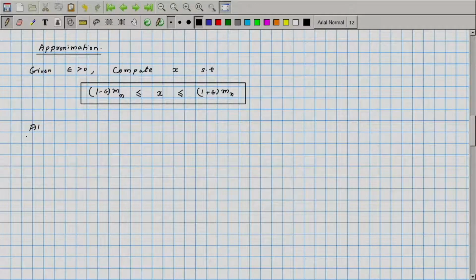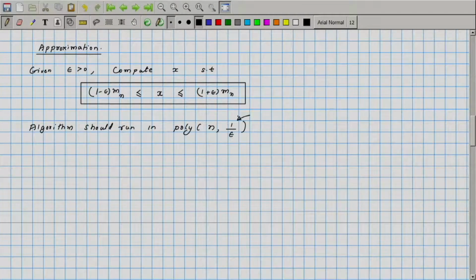Further, the algorithm should run in polynomial time, in poly n, where the input graph has some number of vertices denoted by the parameter n. The algorithm should run in poly n and it should be polynomial in 1 by epsilon. It is a slightly relaxed requirement, in the sense that the number of bits required to represent epsilon may be only log 1 over epsilon, but we are allowing the polynomial to be a little larger than that. Okay. So, basically, given any epsilon, we should be able to produce an approximation to m n, such that the value that we produce lies between 1 minus epsilon times m n and 1 plus epsilon times m n. That is what we will call an approximation algorithm for perfect matching.